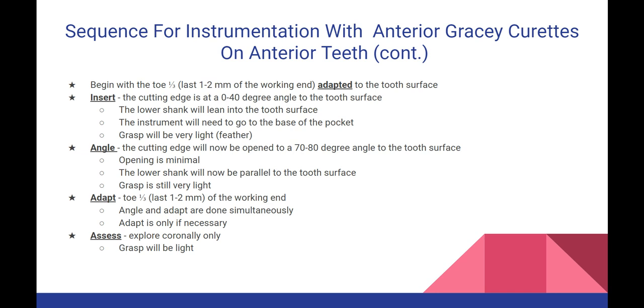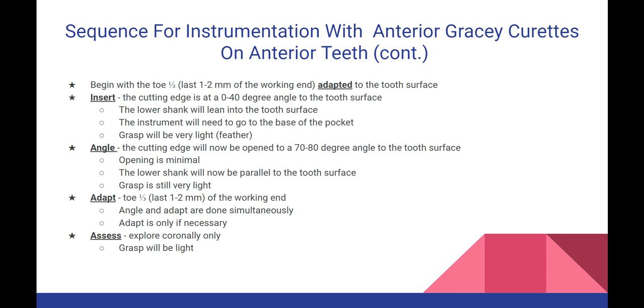Sequence for instrumentation with anterior Gracey Curettes on anterior teeth. Begin with the toe third, last 1 to 2 millimeters of the working end, adapted to the tooth surface. Insert: the cutting edge is at a 0 to 40 degree angle to the tooth surface. The lower shank will lean into the tooth surface. The instrument will need to go to the base of the pocket. The grasp will be very light, feather light.